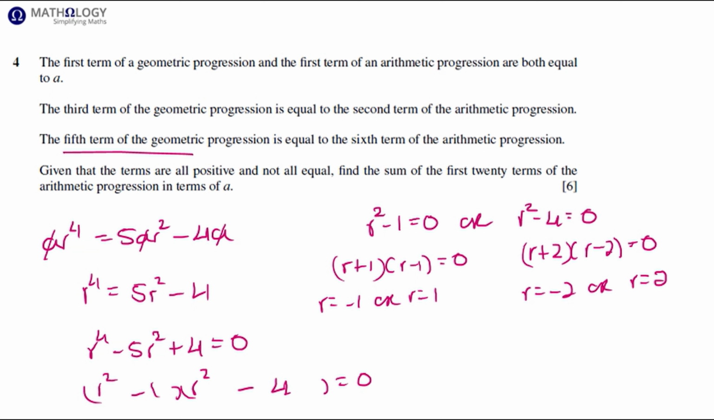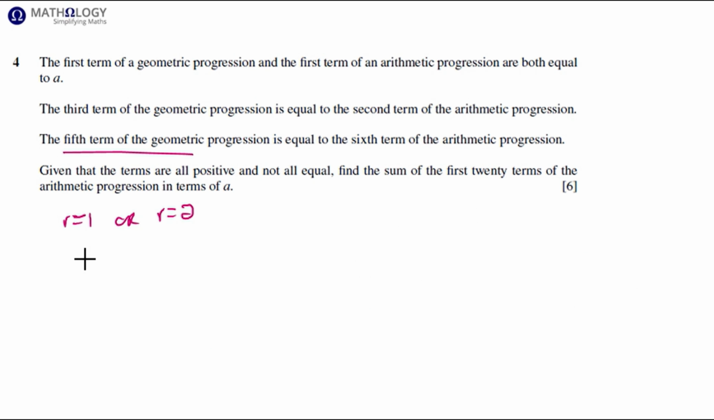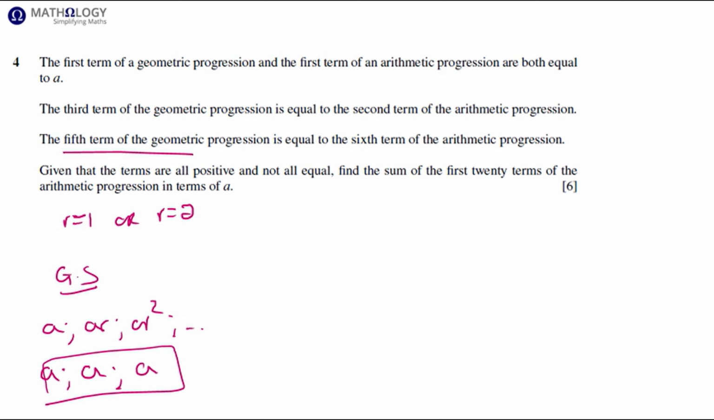Now, given that the terms are all positive, we cannot have a negative ratio, so we can immediately discard those two values of r. So the GS, first term is a, the second term is ar, and then the third term is ar squared. Now if r is 1, we're going to have a, a, a. That's definitely not a geometric sequence. So this is now not applicable.